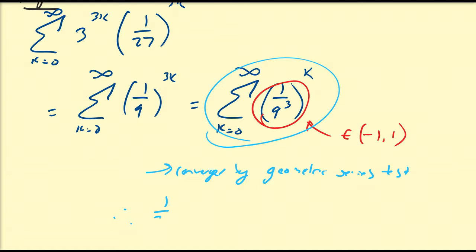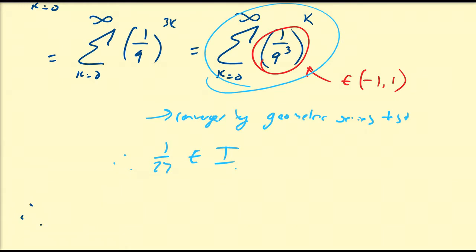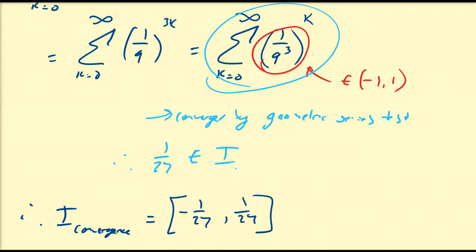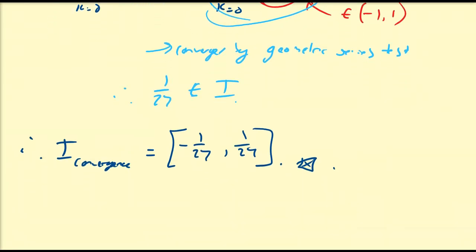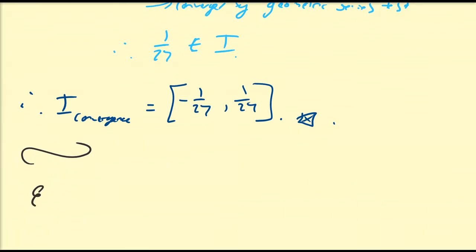So that means the point 1/27 is also an element of the interval of convergence. So therefore the interval of convergence is going to be equal to the closed interval from -1/27 to +1/27. Now let us look at another example to illustrate this idea.